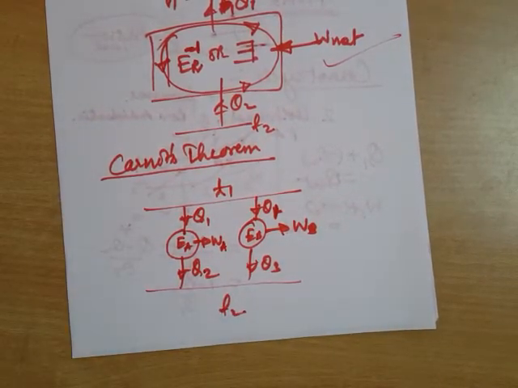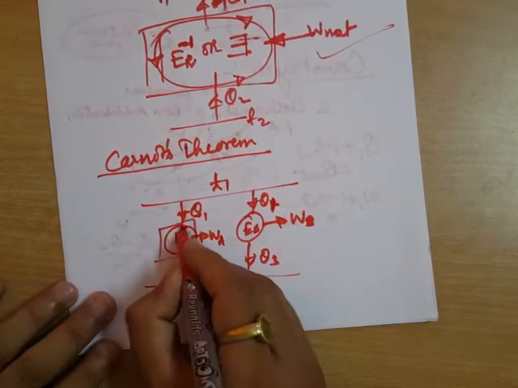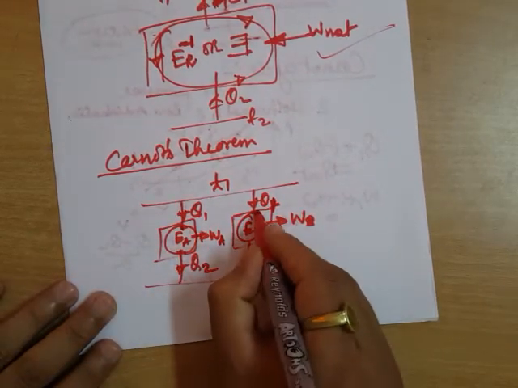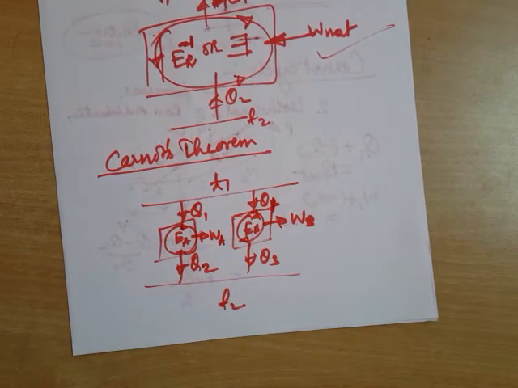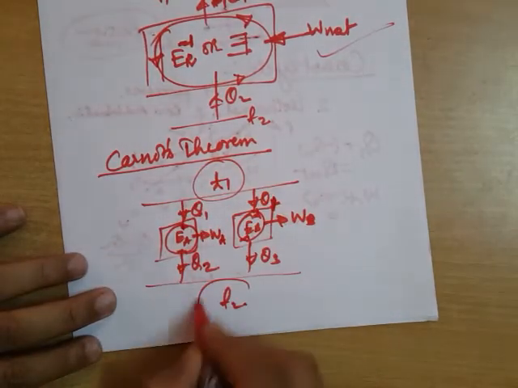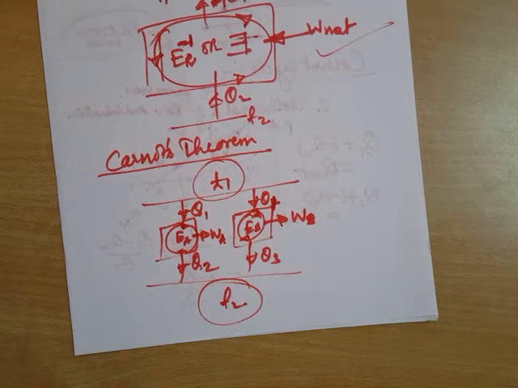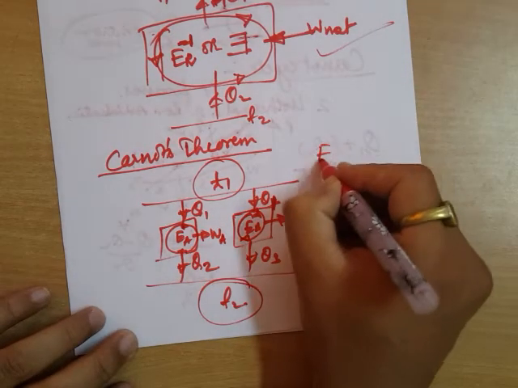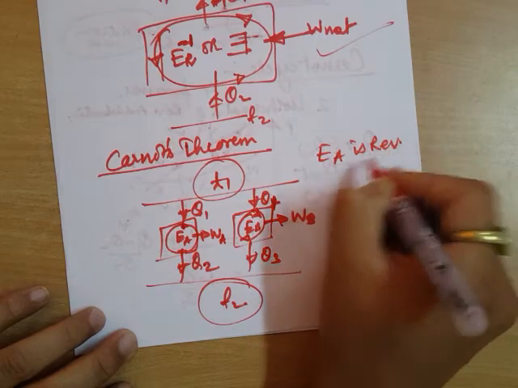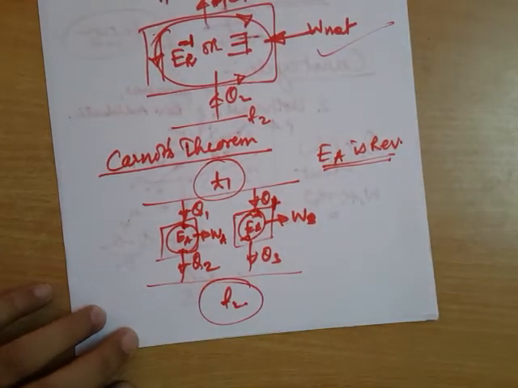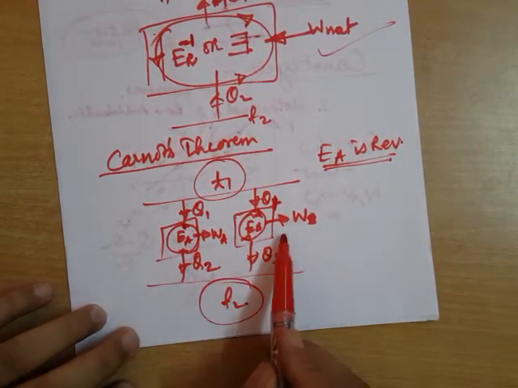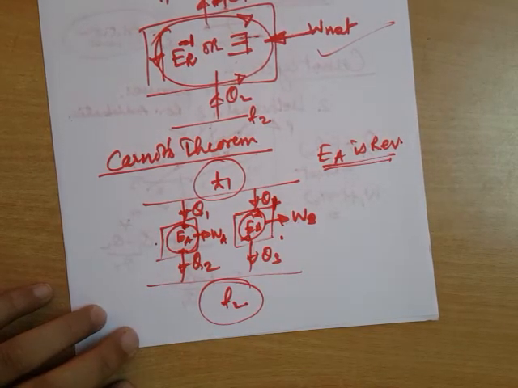That means if you have two engines working in a cycle, in contact with the same thermal energy reservoirs, or at the same temperature difference level, then the engine which is reversible will have higher efficiency in comparison to the engine which is irreversible. Let us say that engine A is reversible and engine B is irreversible. So we have to prove that engine B's efficiency will always be less than engine A's efficiency.